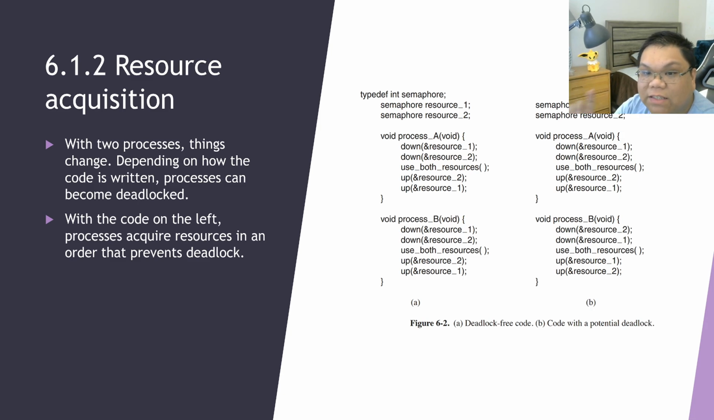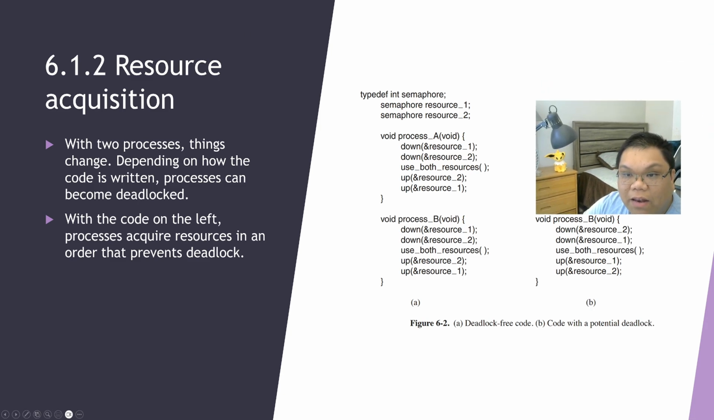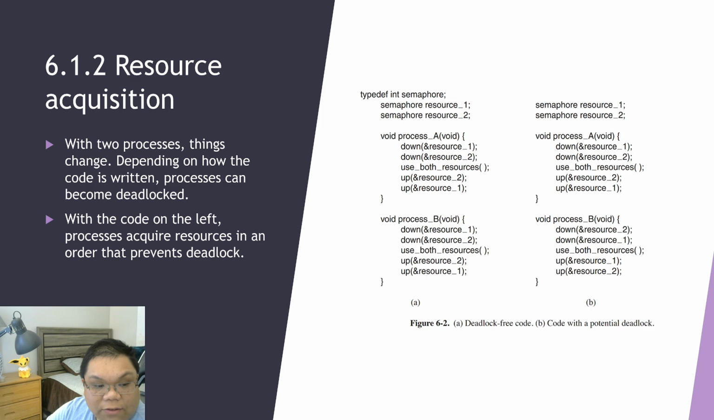With 2 processes, things can change depending on the order in which these resources were acquired. Depending on how the code is written, we might get deadlock. With the code on the left, processes acquire resources in an order that prevents deadlock. So basically, process A acquires resource 1. If that resource runs out, process B will basically wait its turn until that resource becomes available.